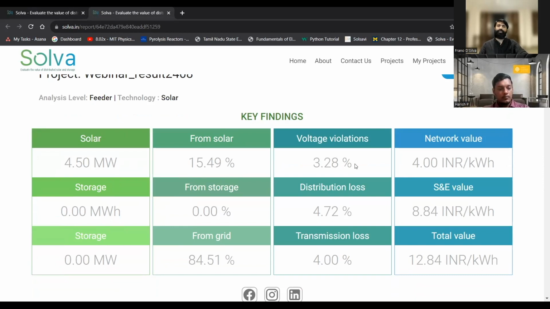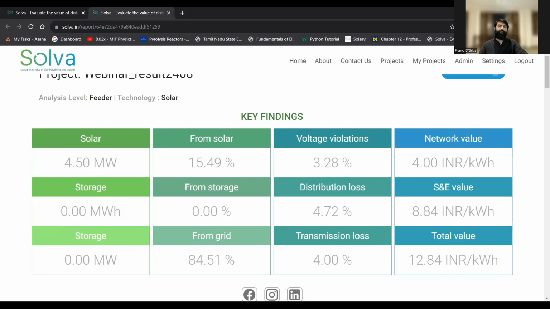In the case that the distributed energy has been integrated in the distribution network, what is the instance voltage violation percentage? That is the instances of voltage violation for 1 year. What is the distribution loss that has taken place and the transmission loss that has been mentioned for the analysis?